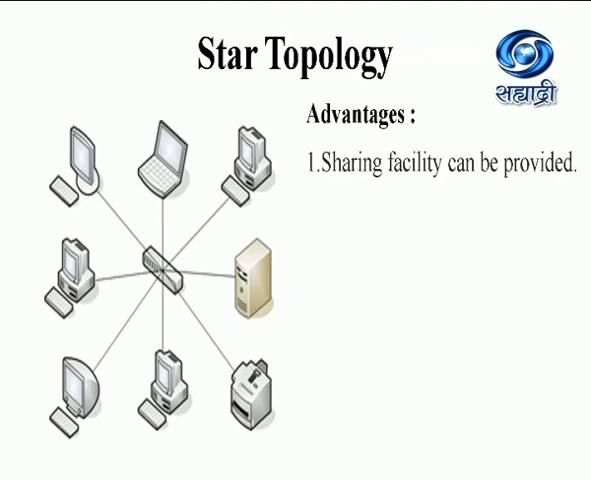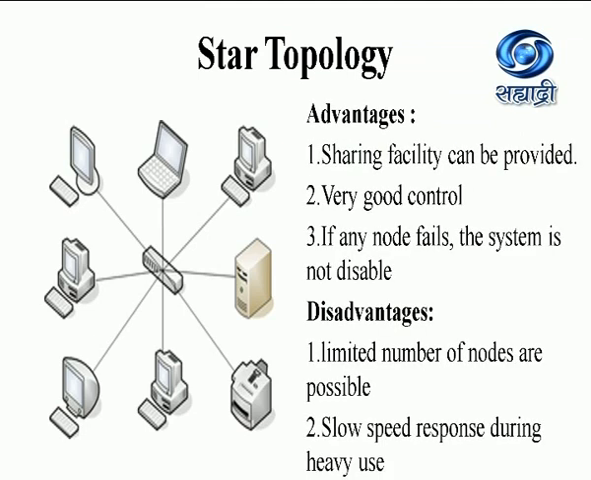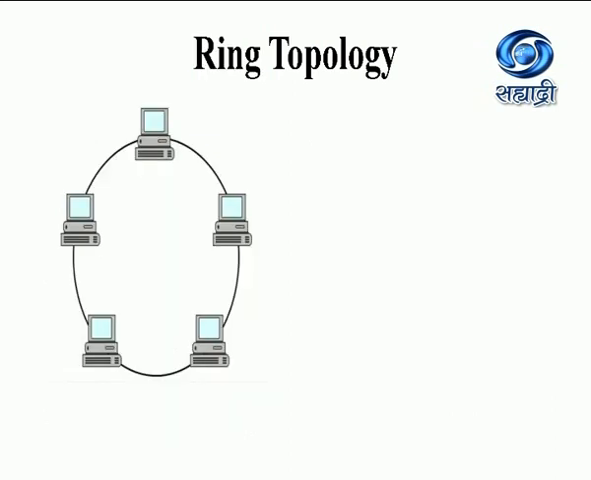Let's see the advantages of this star topology. The first advantage is that a sharing facility can be provided. Second is very good control. If any node fails, the system is not disabled. So these are the advantages. Some disadvantages are also there. First is that a limited number of nodes are possible, and there is a slow speed response during heavy use.